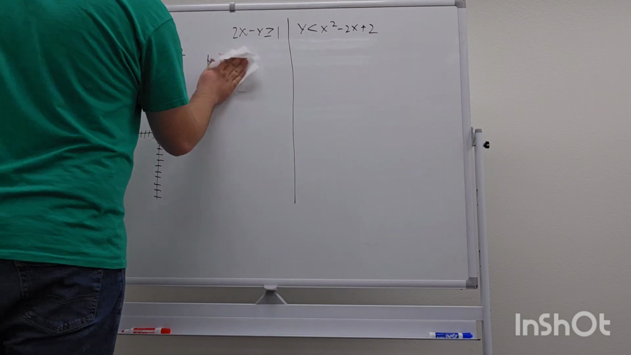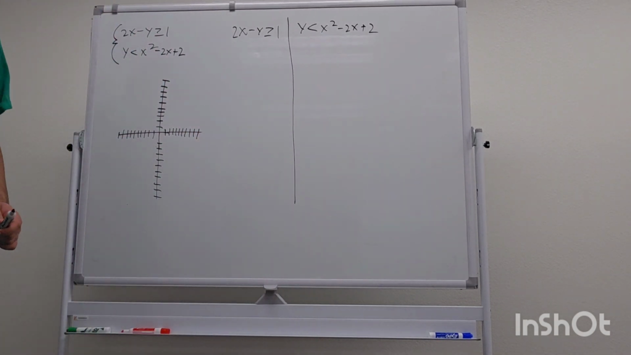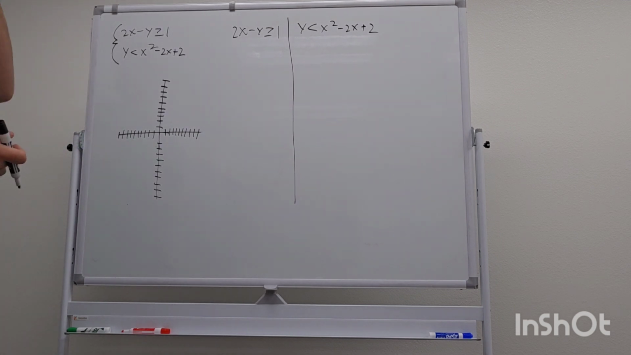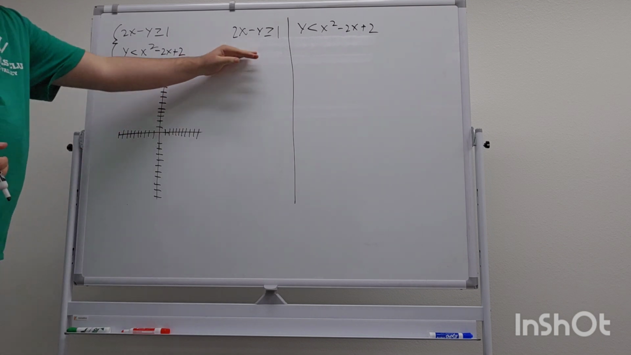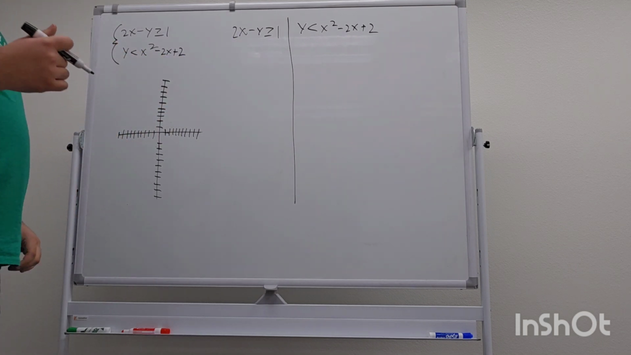Now, you can also use some different geometric shapes instead of lines. For example, in this problem we're going to do, we are using a parabola. And so we're going to start out with our line here. 2x minus y is greater than or equal to 1.